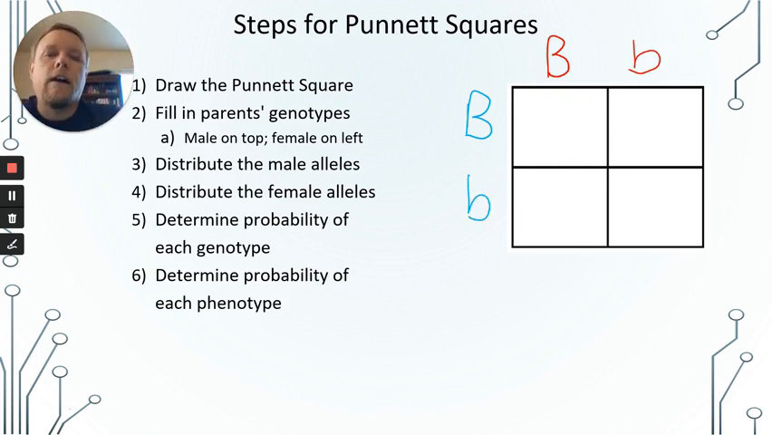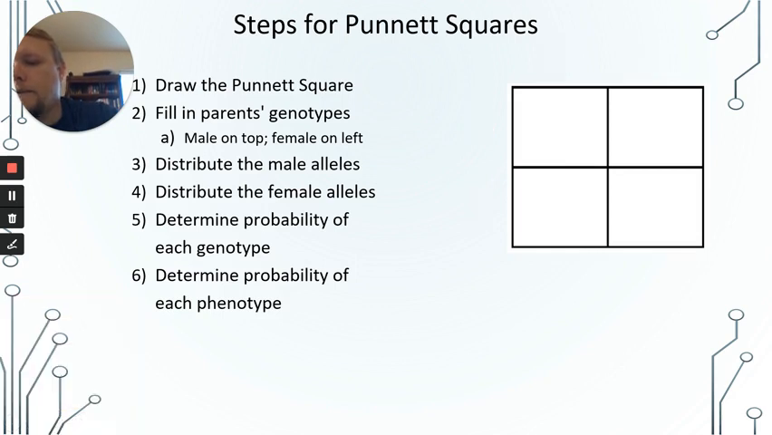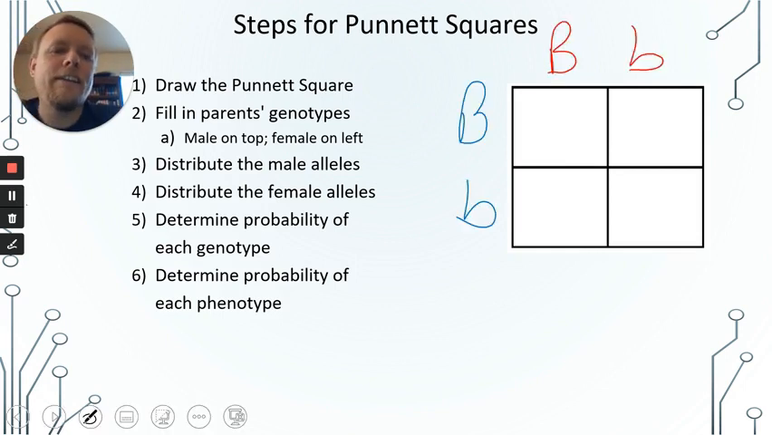I'm going to try to use different colors so it's a little more clear when we get down to step 3 and 4 exactly what I'm doing. Okay, so then step 3 is to distribute the males. All right, accidentally deleted the ink there, so I paused the video and got it back to where it was. So as I was saying, step 3 is to distribute the male's alleles.